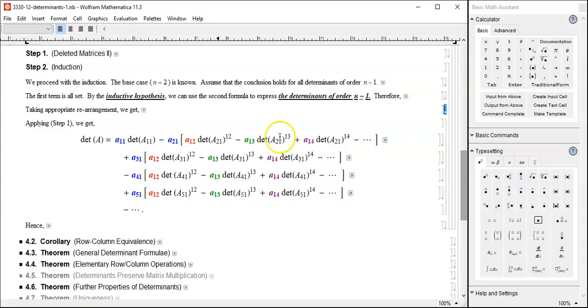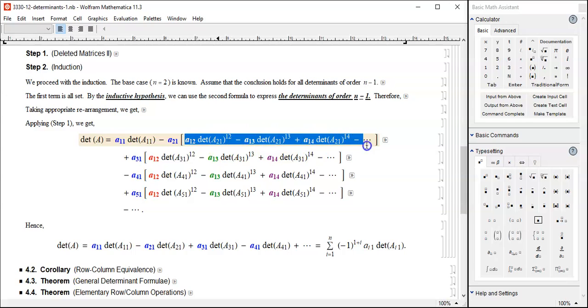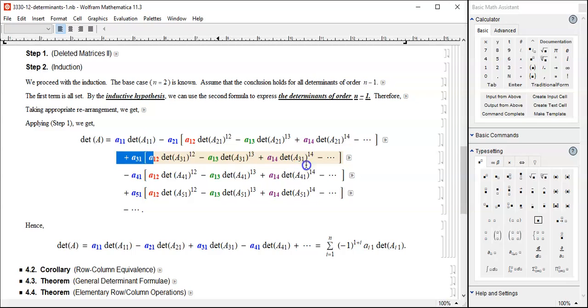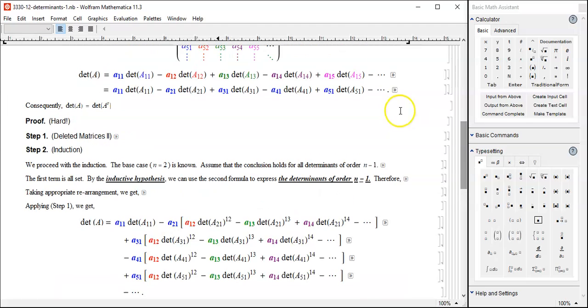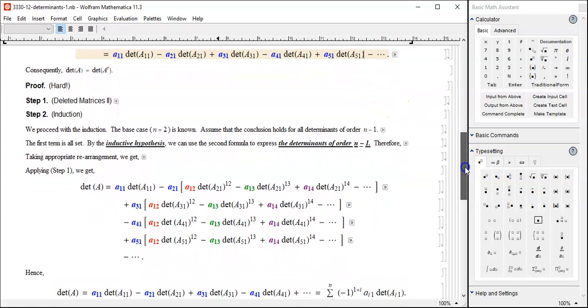The final step. Please note that this whole thing is the determinant of A21. This whole thing is a determinant of A21. This whole thing is a determinant of A31, and so on. So all these are determinants of the deleted matrices according to those columns. So we got precisely what we wanted.